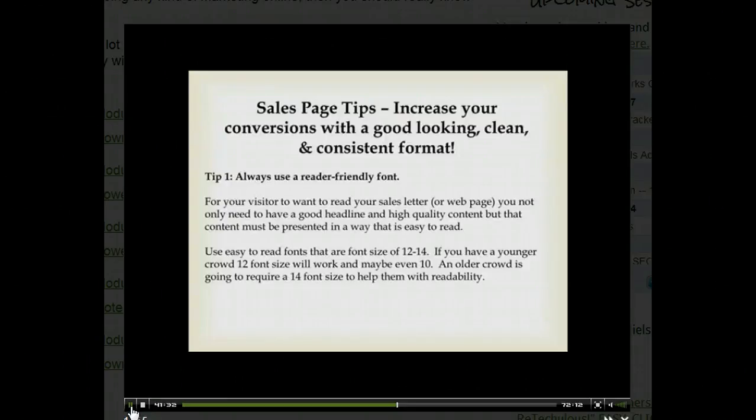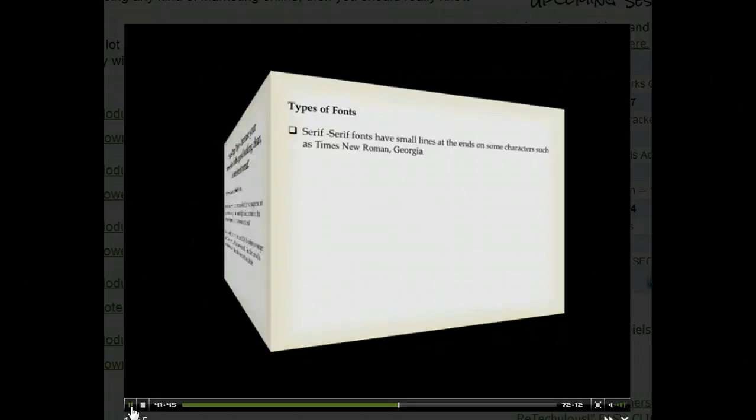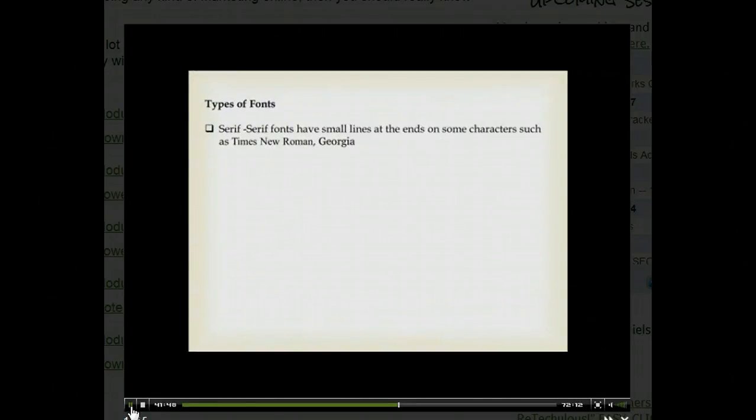If you've got a younger crowd, 12 font size will work, and maybe even a 10. But you better know that it's a younger crowd. An older crowd is going to require a 14 font size to help them with readability. If they can't read it, they're not sticking around. That's where it comes from, researching and knowing who your audience is.